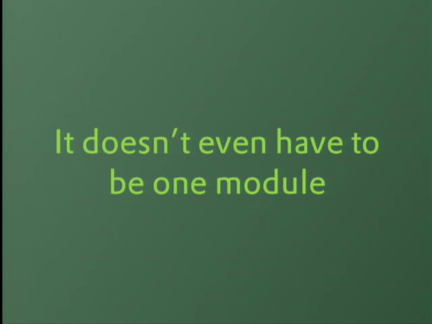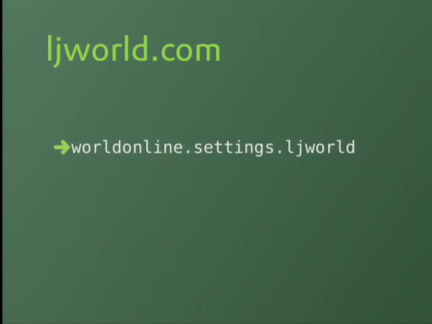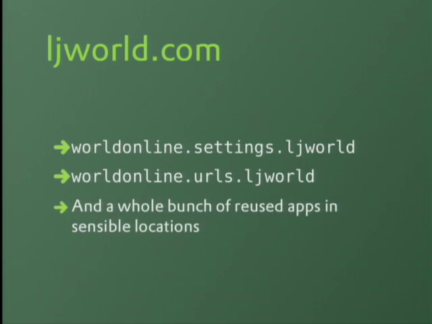If you were to look at how we do it at the Journal-World, ljworld.com actually doesn't have a project. I'm simplifying the Python path a little bit, but what you end up with is worldonline.settings.ljworld. That's settings for ljworld.com. worldonline.urls.ljworld. That's the root URL configuration for ljworld.com. And then we have a whole bunch of applications that we reuse over and over and over again, which can now go into logical, sensible locations based on what they're doing.